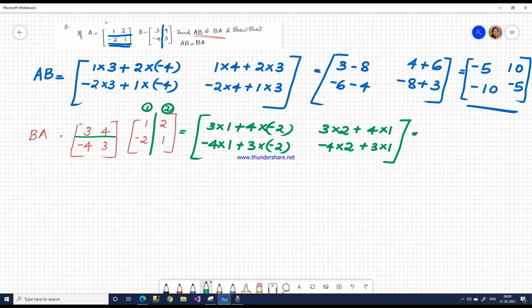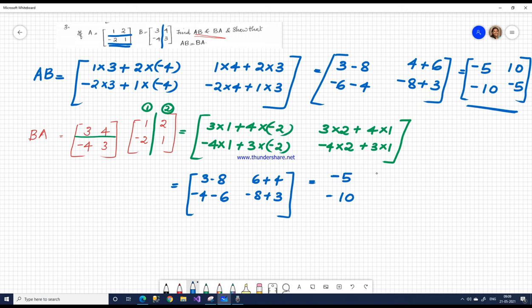So the value will be, there isn't sufficient space over here, so I'm writing it over here. So the result will be 3 minus 8, 6 plus 4, minus 4 minus 6, minus 8 plus 3. So the answer is minus 5, 10, minus 10, minus 5.